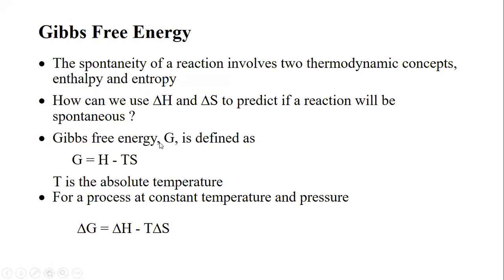Gibbs free energy, G, is defined as G equals H, enthalpy, minus TS, where S is the entropy and T is the absolute temperature, the Kelvin temperature, for a process at constant temperature and pressure. Remember, we already defined that it has to be at constant temperature and pressure. Delta G equals delta H minus T delta S. It comes from the original definition: G equals H minus TS, so delta G equals delta H minus T delta S.